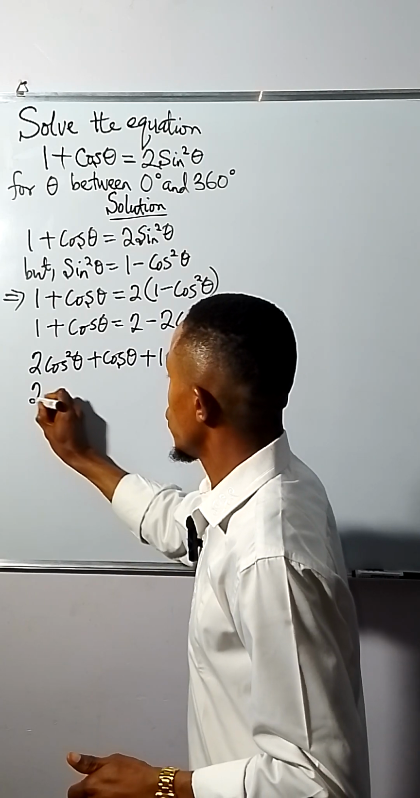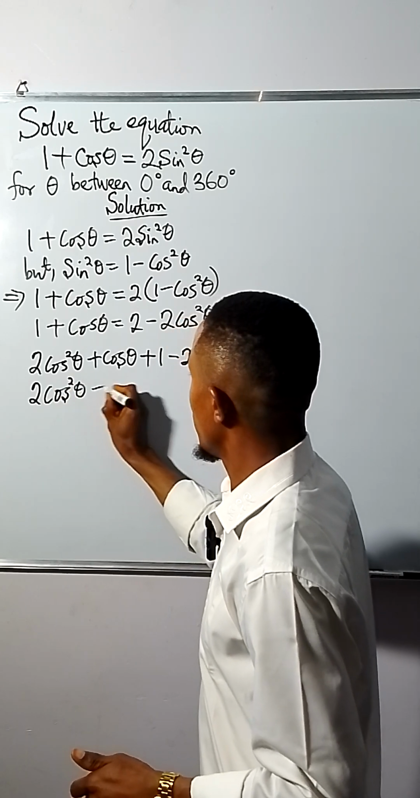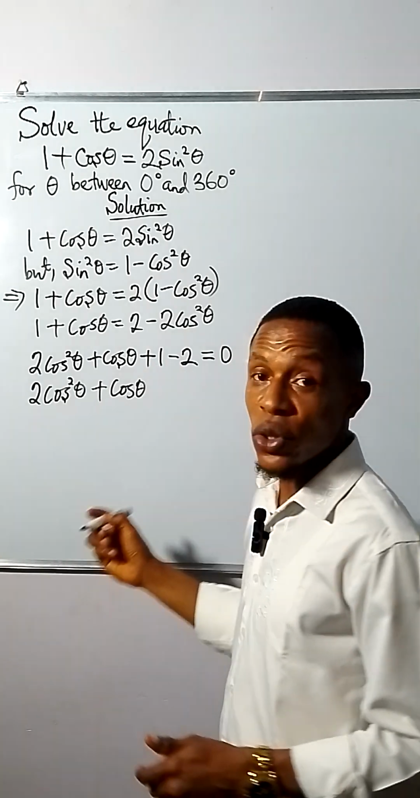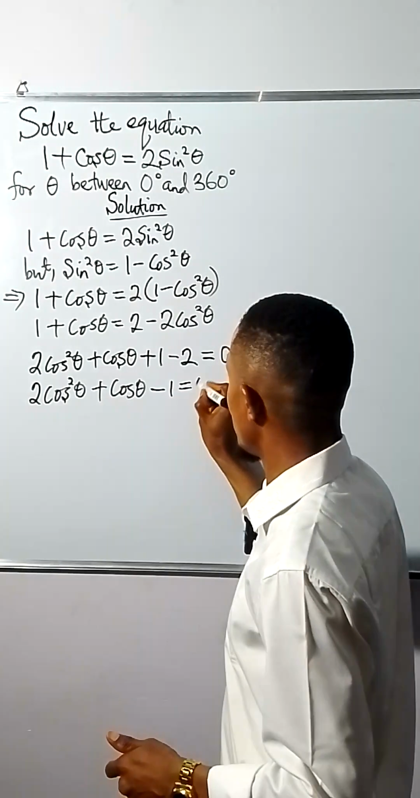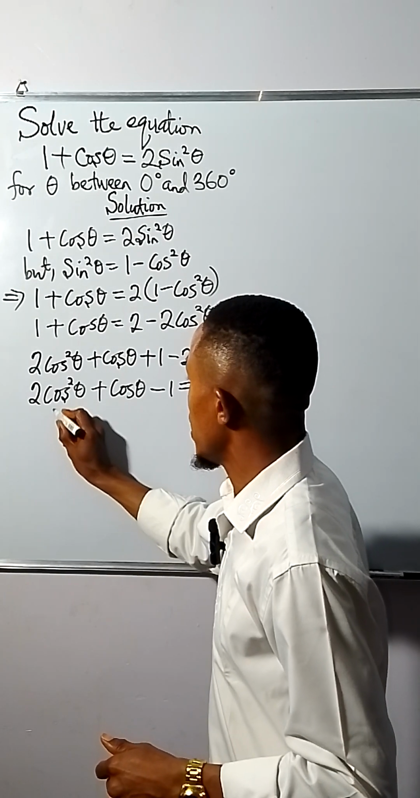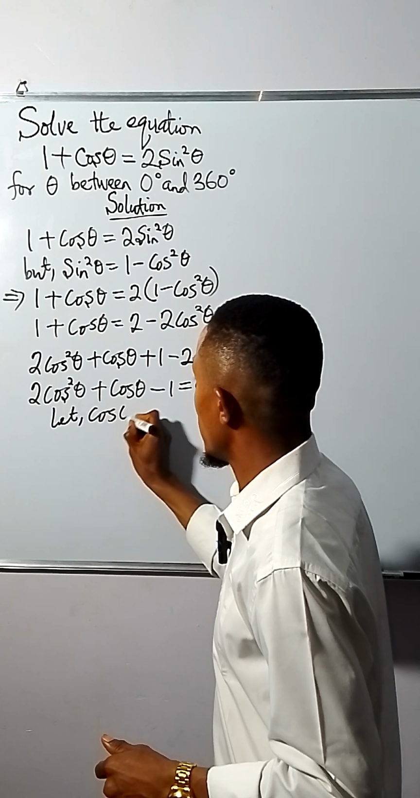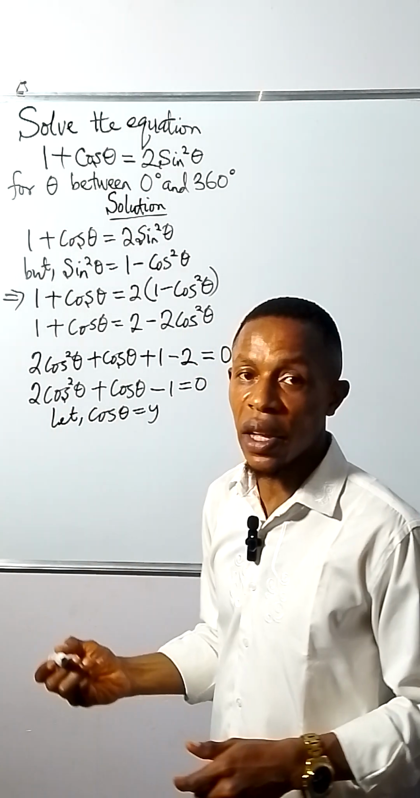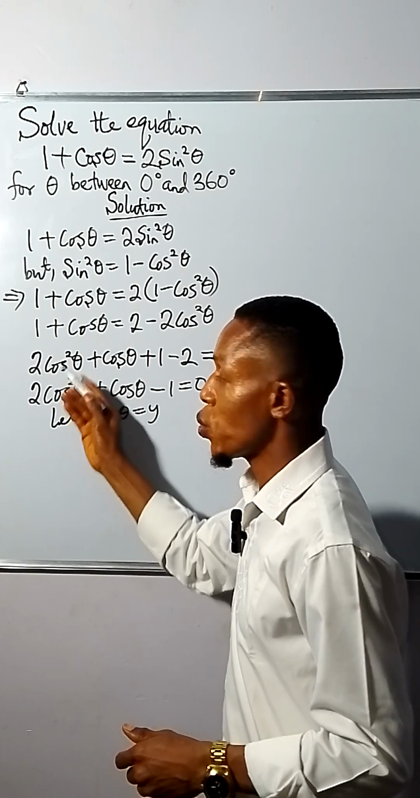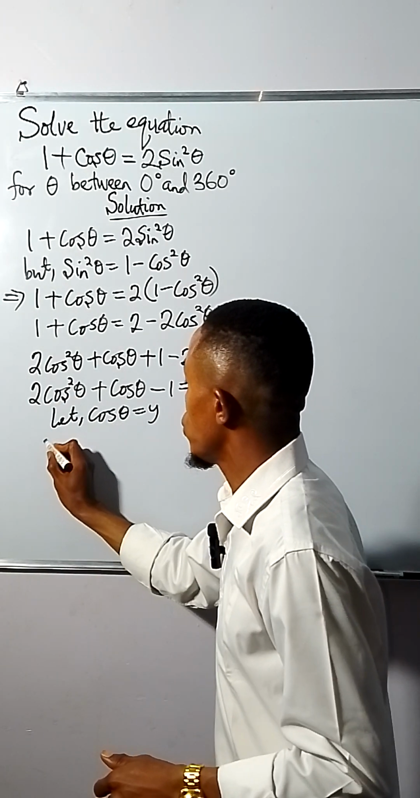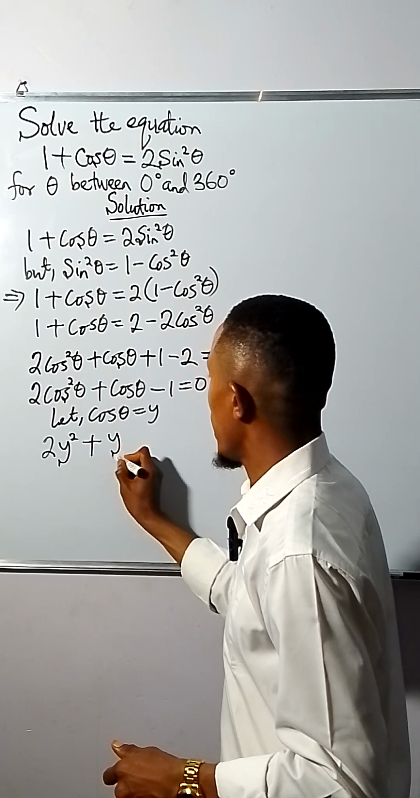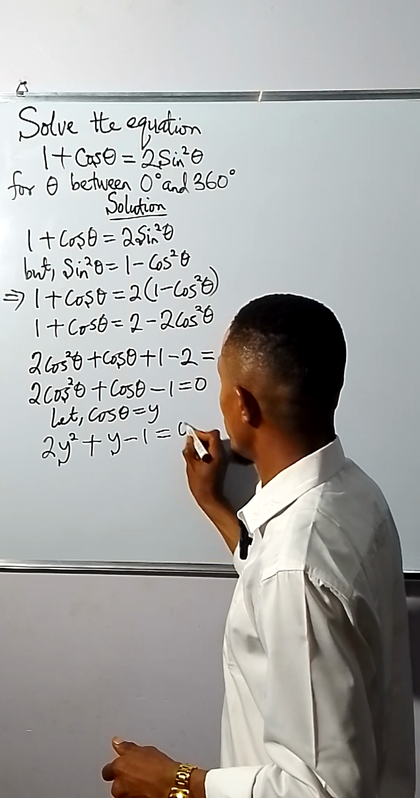Alright, so I have 2 cos squared theta plus cos theta plus 1 minus 2, which is minus 1, equal to 0. Now let me substitute something here. Let cos theta be equal to y. Anywhere I see cos theta, I will represent it with y. So cos squared theta means y squared, and this gives me 2y squared plus y minus 1 equal to 0.